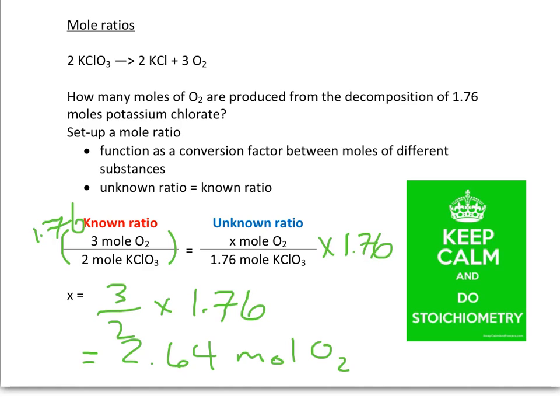And so why is that the case here? So we know that for every 3 moles of oxygen that are produced, 2 moles of KClO3 are needed. But, like I said before, we don't have 2 moles. We have 1.76 moles of KClO3, and so now we see that in a situation like that, where we have the 1.76 moles of KClO3, 2.64 moles of oxygen are produced.